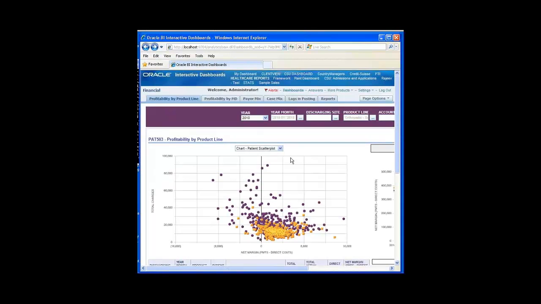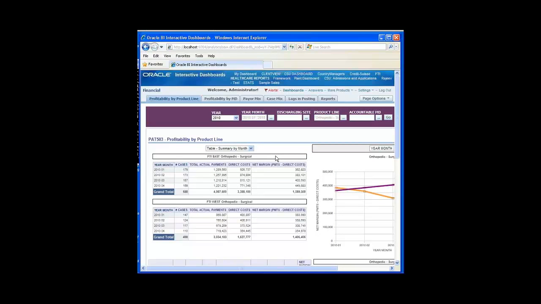Now, even though we're showing it to you in terms of a scatter plot, we also build in some flexibility where you can see it in different aggregations. So let's say, for instance, you didn't want to see it by individual patients in a scatter plot. You can simply toggle and see it. So this is a summary by month of my surgical orthopedic patients. And I have the number of cases by month, the sum of the actual payments for those 179 cases, for instance, what the direct costs were, and what that margin was.